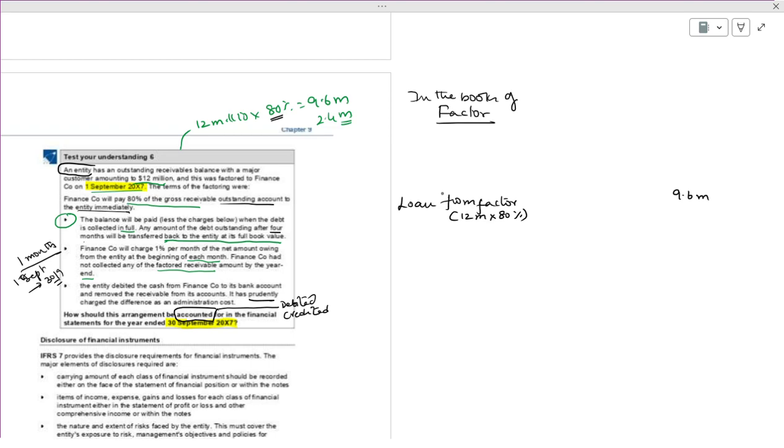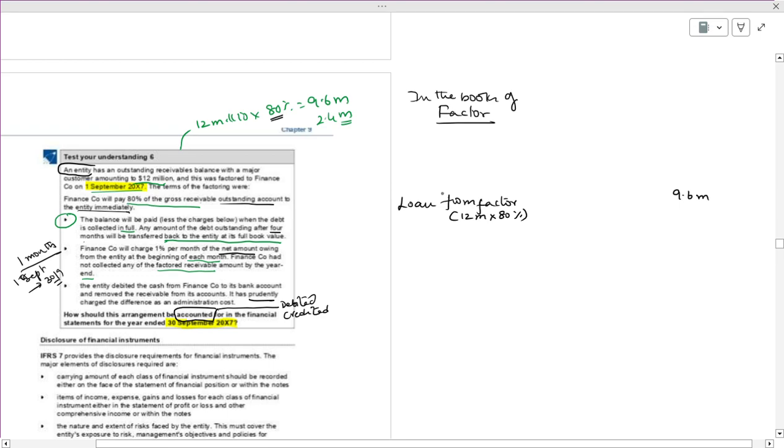Fine. How much will the finance charges be? 1%. Is it? 1% of how much? 1% of the total amount. How much will you get? $120,000 net amount. Net amount. The finance company will charge how much?